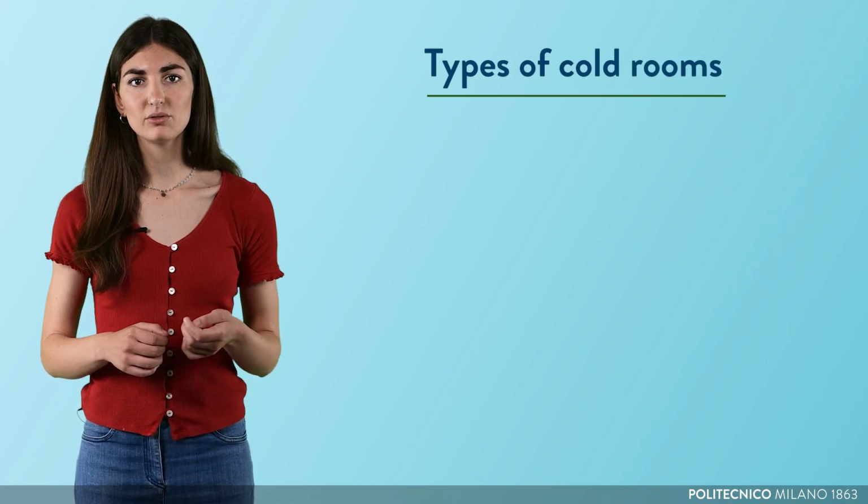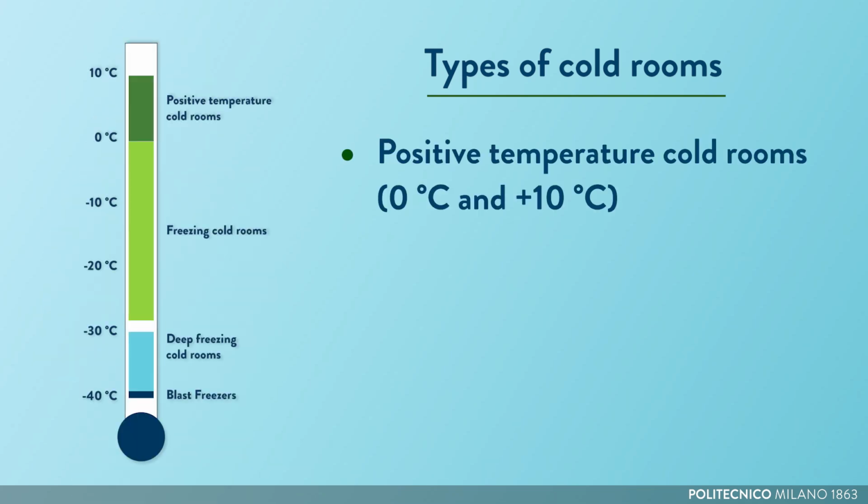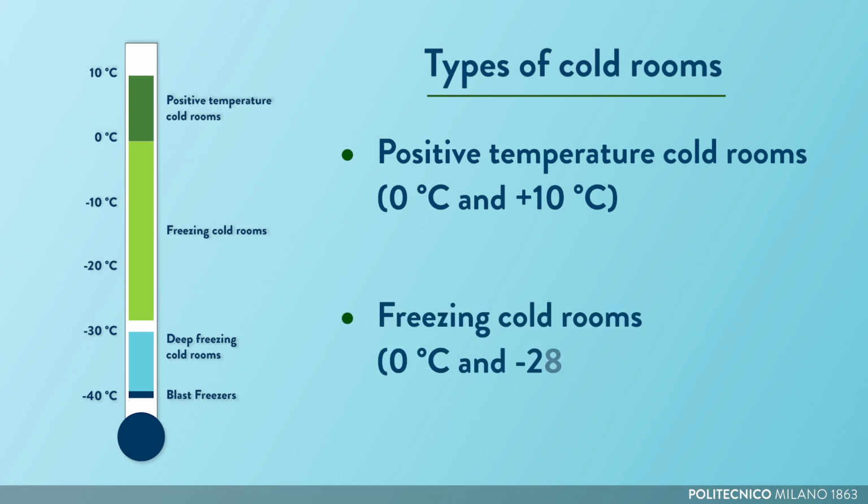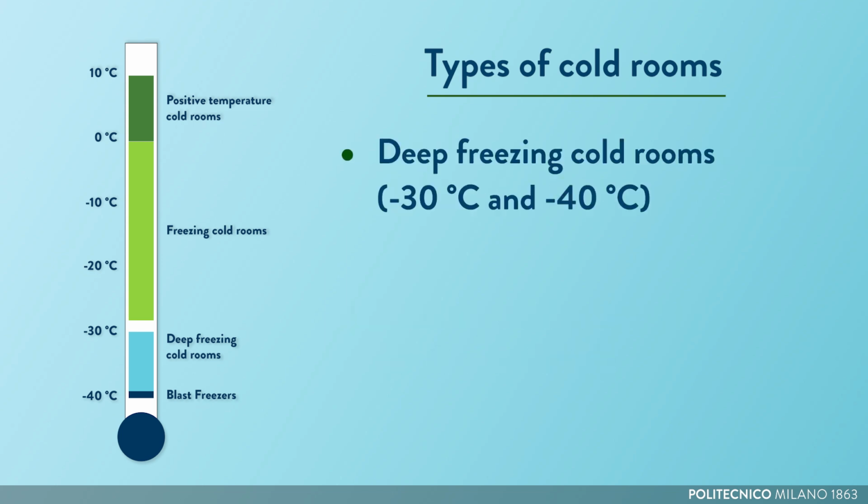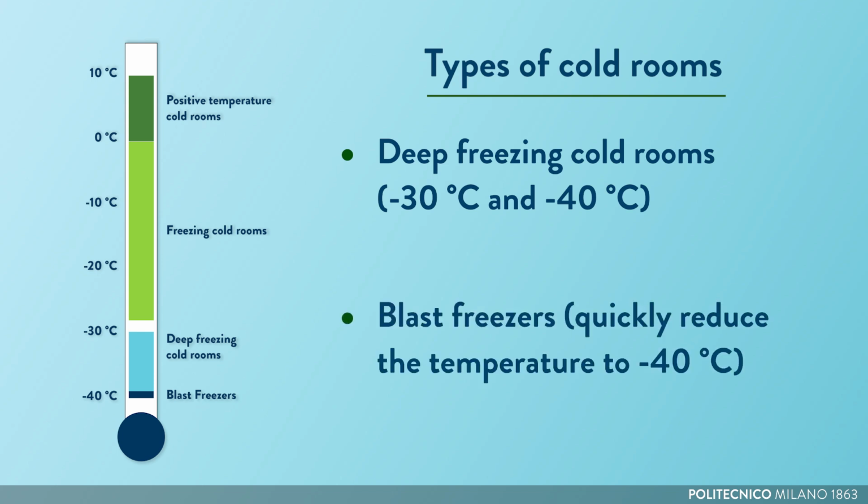For instance, there are cold rooms, also known as positive temperature cold rooms, which maintain temperatures between 0 °C and +10 °C, ideal for storing fresh products and beverages. On the other hand, freezing cold rooms operate at colder temperatures between 0 °C and -28 °C, designed for preserving frozen foods like meats and seafood. Finally, there are deep freezing cold rooms, which work between -30 °C and -40 °C, and blast freezers that quickly reduce the temperature to -40 °C, minimizing the risk of contamination.